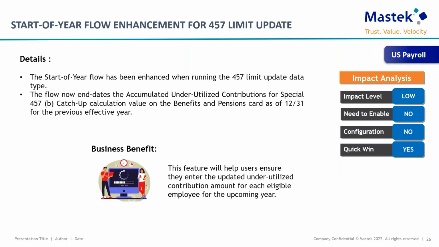Second, again for the US payroll: start of year flow enhancement for 457 limit update. The start of year flow has been enhanced when running the 457 limit update data type. The flow now ends the accumulated underutilized contribution for special 457B catch-up calculation value on the benefit and pension card as of 12/31 for the previous effective year.